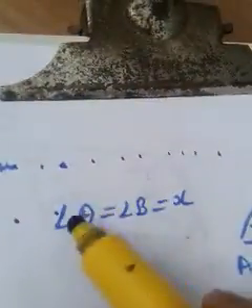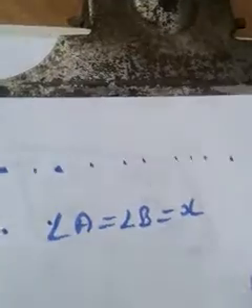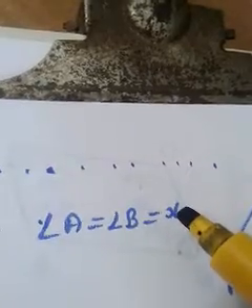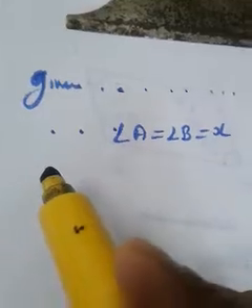That's why I have written that angle A and angle B are equal, no? According to the question, angle A and angle B are equal, so I am going to mark both as x. Any problem? No. And what is the specialty of adjacent angles of a parallelogram?